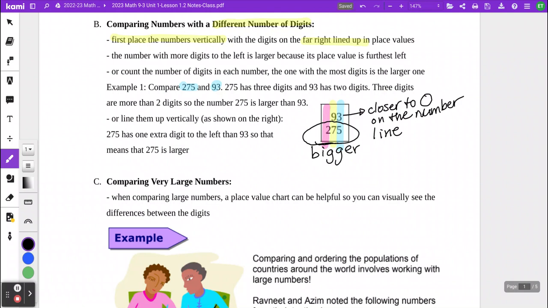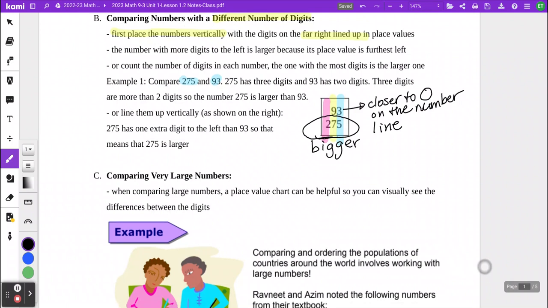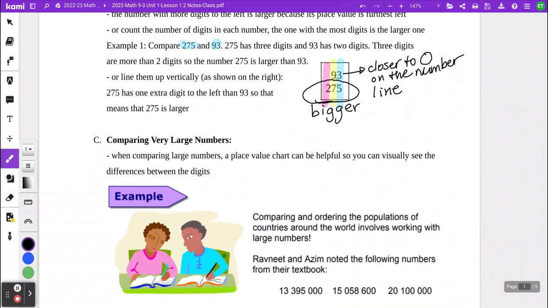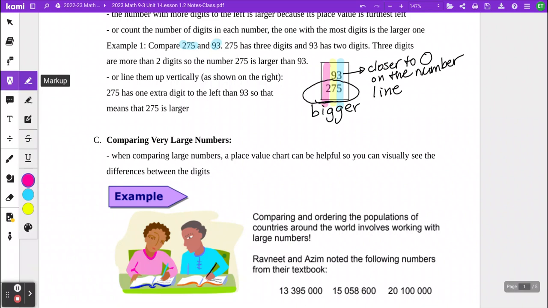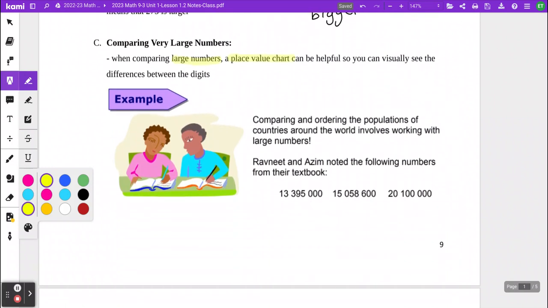Now, what if the numbers are really big and they've got 6 or 9 or 12 digits? Well, we use charts to help us with that. So using a place value chart can be very, very helpful. So large numbers, we are going to use a place value chart. So let's take a look at this example. It says, comparing and ordering the populations of countries around the world involves working with very large numbers. Just like our last example we looked at in lesson 1, we were looking at the populations of different parts of Canada. Those were very large numbers.